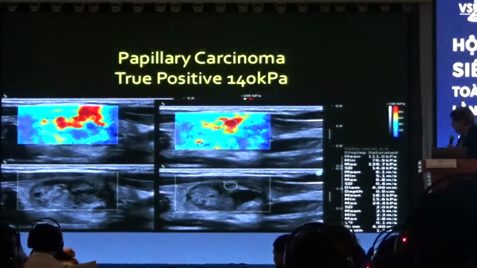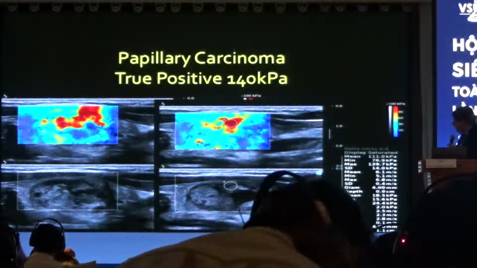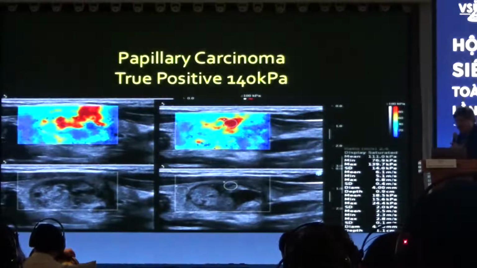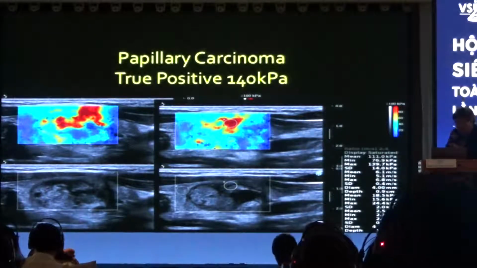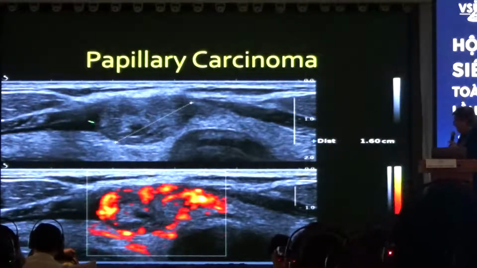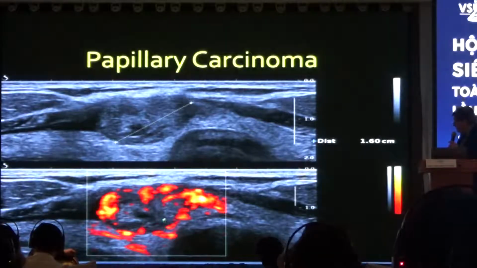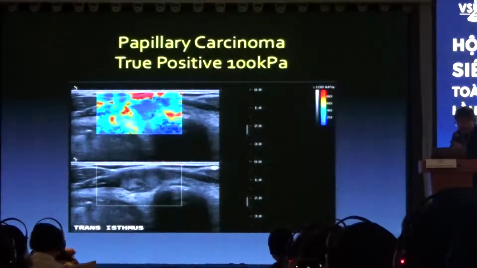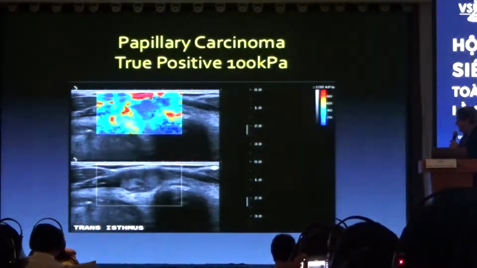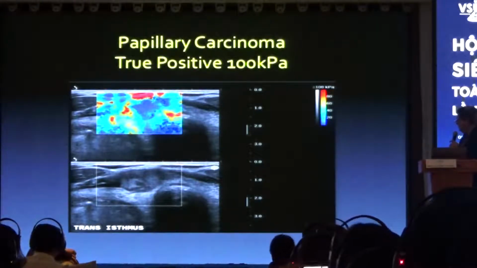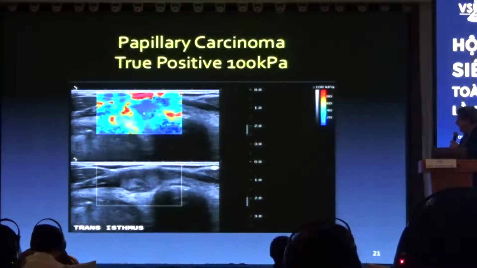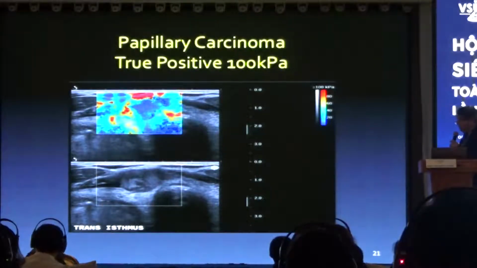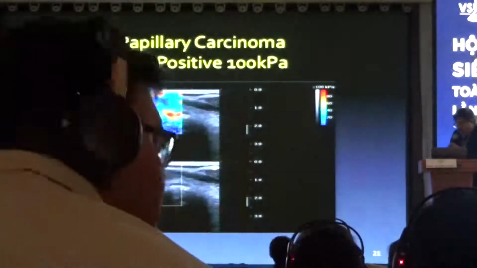And again, same thing here. You can see it's very heterogeneous. Always pick the stiffest area. And that was a true papillary cancer with stiffness value of 1.4 kPa. Another lesion, very vascular. There was a papillary cancer. And again, you can see the lesion is very heterogeneous, and it has a 100 kilopascals in the red area. But again, notice how different the lesions are. So again, it's very important to do this under 2D.